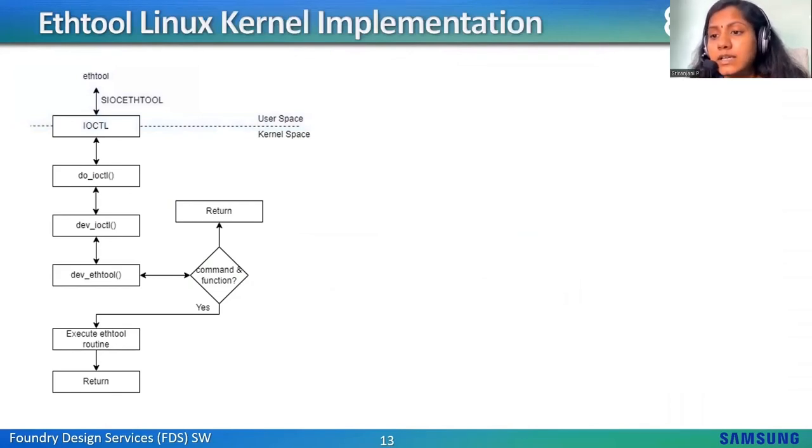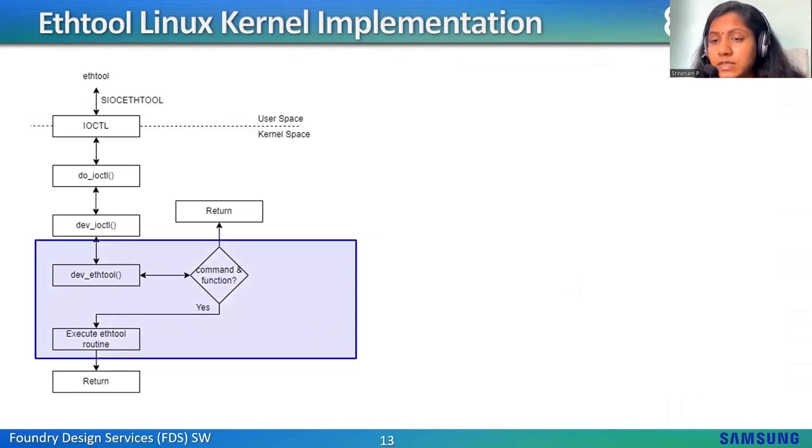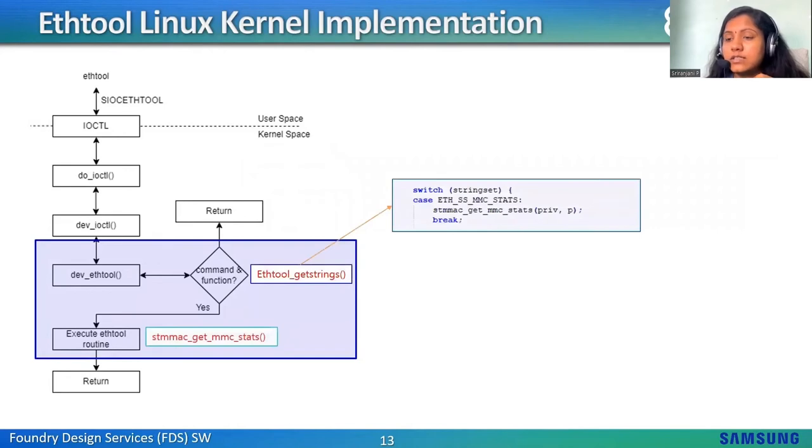Now we will see the kernel side implementation, what we have done to get the MMC register details. As I said before, SIOCETHTOOL will get called along with the command of get string set. Inside the dev_ethtool function, it will check for the command. Since we have passed the get string set command, the ethtool_get_strings function will get called. Inside the ethtool_get_strings function, we have added a separate case to call the stmmac_get_mmc_stat function. This stmmac_get_mmc_stat function is defined inside the stmmac_ethtool.c file.